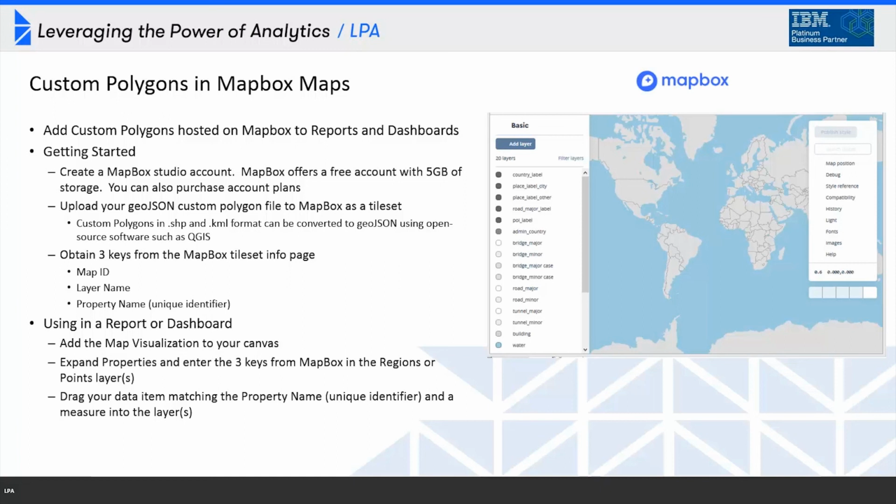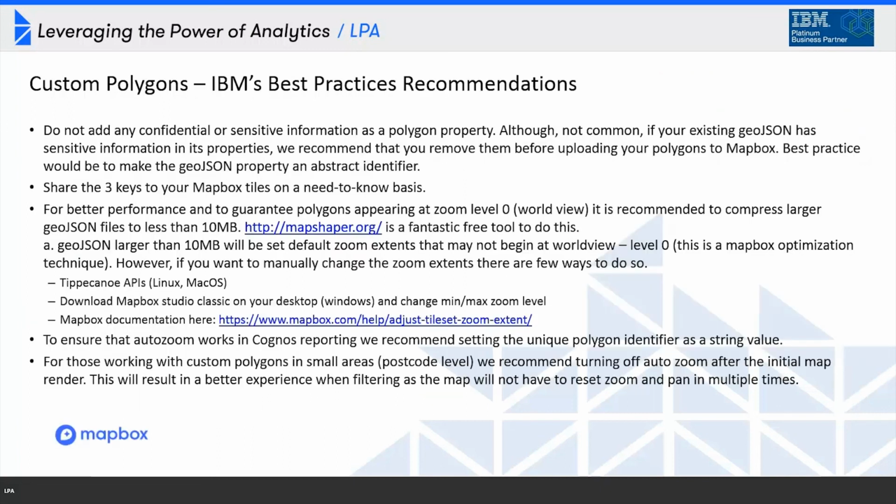My demo will start with the 3 keys that IBM has provided for their sample custom layer, and I'll show you how you enter those keys into the properties on a dashboard, but you would do the same thing in a report. So you enter those 3 keys, you drag in the data that matches your property name, and the mapping works. The mapping appears in a widget in a dashboard or in a visualization in your report.